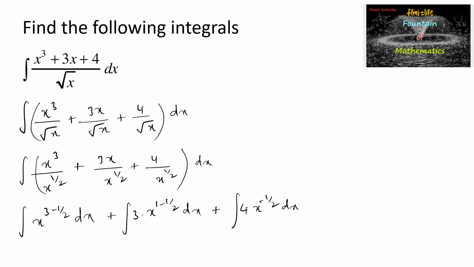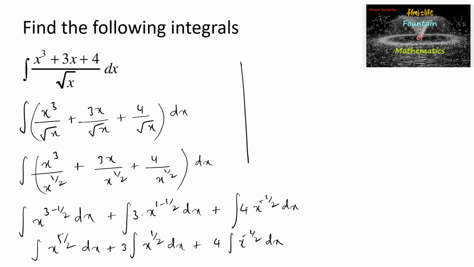And now by using the formula, let me simplify here: x^(3-1/2) is x^(5/2) dx, and here the integral of 3 times x^(1-1/2) is x^(1/2) dx, and here 4 times the integral of x^(-1/2) dx. We know the integral of x^n dx is equal to x^(n+1) upon n+1 plus integral constant c.